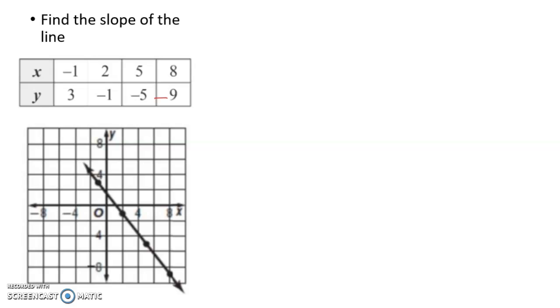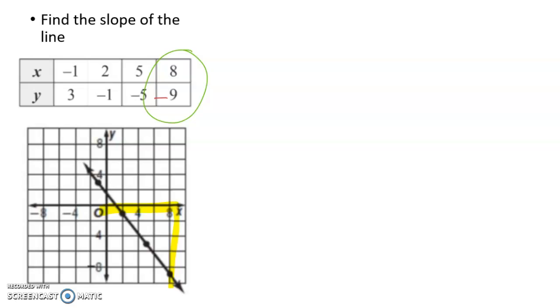Because if you look at this point right here, this point right here is 8, negative 9. So I would be going from the origin 8 across and 9 down. So in the making of this document, the negative was left off the table.